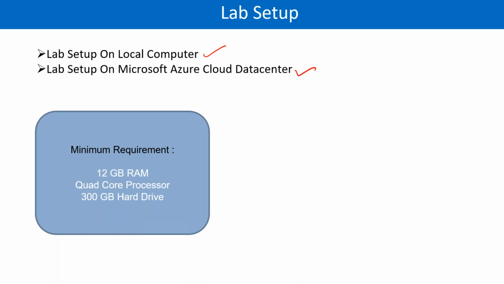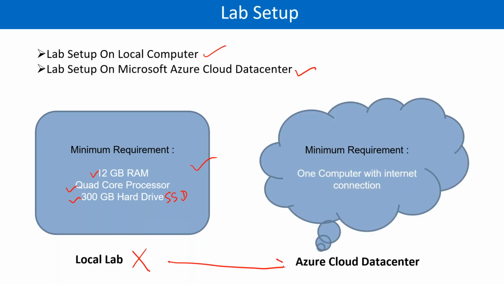So for local lab, you need to have minimum 12 gigabyte of RAM, quad core processor, and 300 GB of hard drive space, and that is SSD. If you have this configuration, then you can set up your SCCM lab on local laptop or desktop. If you do not have this minimum configuration, then you go on Microsoft Azure Cloud Data Center. So for cloud data center, you just need one computer with internet connection. That's it. And we will be setting up the lab in the cloud.